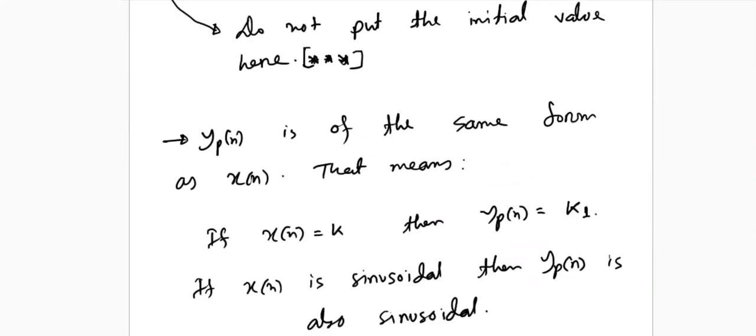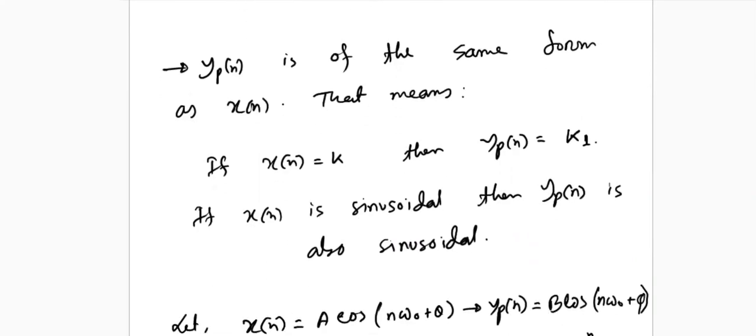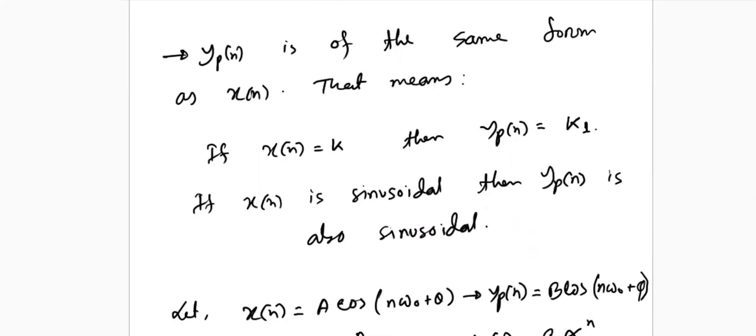Very, very easy and straightforward. Now for the particular solution, it is of the same form as the xn. That means if xn is a constant, k, then the particular solution must be like a constant. Maybe the value will increase or decrease, but it will be like a constant because you do not have any impact of the feedback. So that will follow the same pattern.